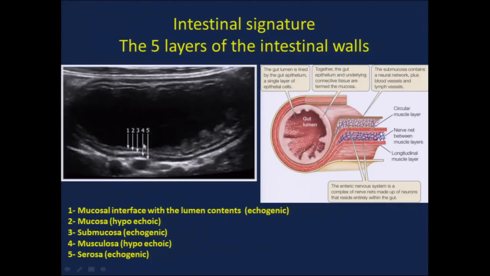So if the 5 layers can be identified clearly, it means that you have a very well-perfused intestine. If you lose this appearance of the signature, then you have ischemic bowel, especially the muscularis, which is area number 4. And you have the same layers by histology.